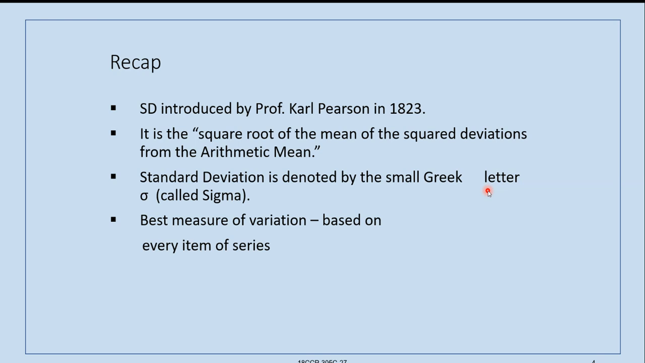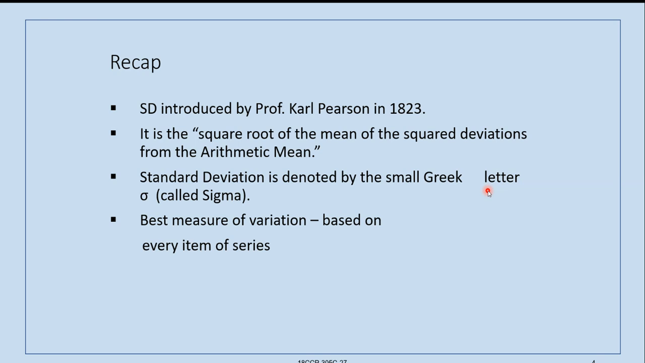And whereas for mean deviation, we are ignoring the negative signs and positive signs. That is, everything is taken as positive and we are adding all the numbers, deviations. This is the main drawback of the mean deviation.